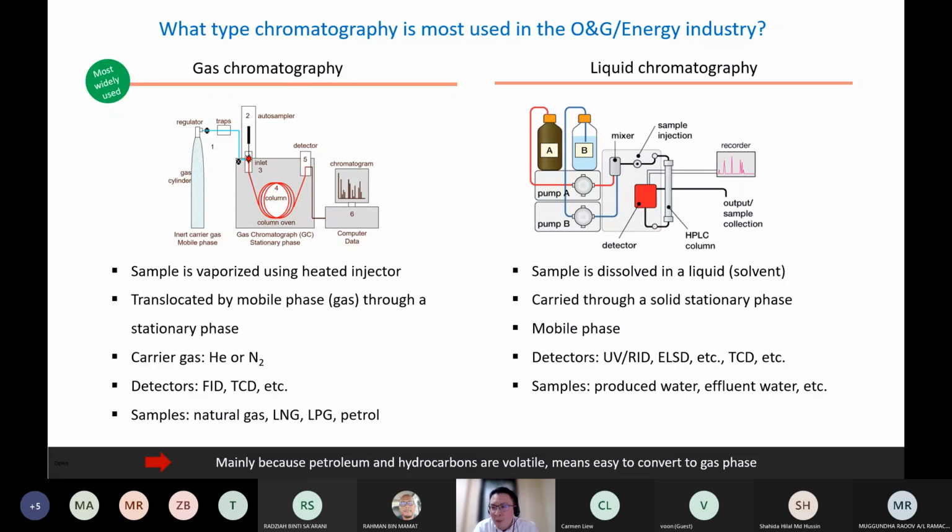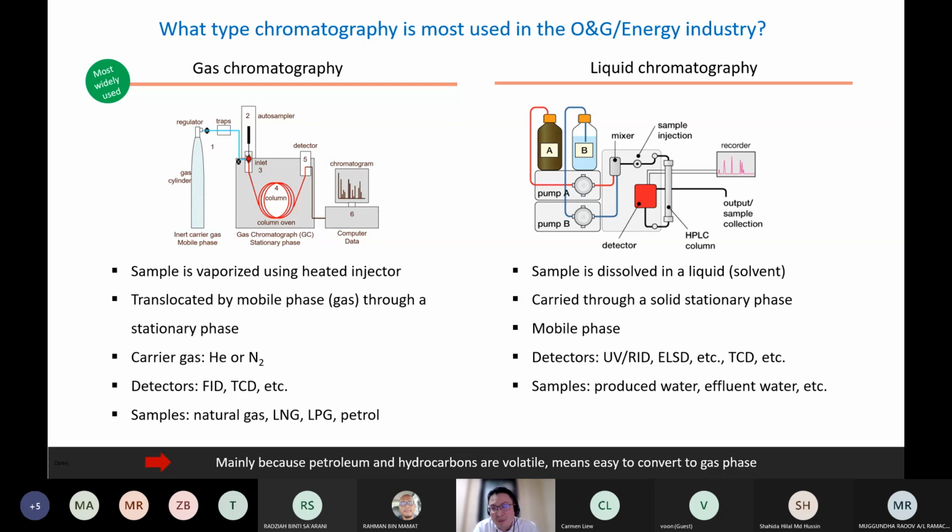Okay, so big question here. What type of chromatography is most used in the oil and gas or energy industry? The answer is that there are mainly two types of approaches that we normally use. The most widely used and most popular is gas chromatography, and we also use, to a certain extent, LC or liquid chromatography, or HPLC.